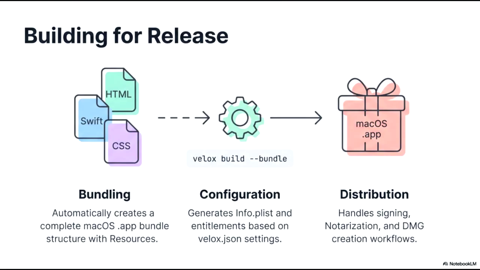Next is configuration. This step leverages your velox.json settings to automatically generate the necessary info.plist and entitlements files, ensuring your application is correctly defined and permitted for the macOS environment. Finally, we move to distribution. The toolchain manages the complex workflows required for modern software delivery, including code signing, Apple notarization, and the creation of DMG files for user installation.